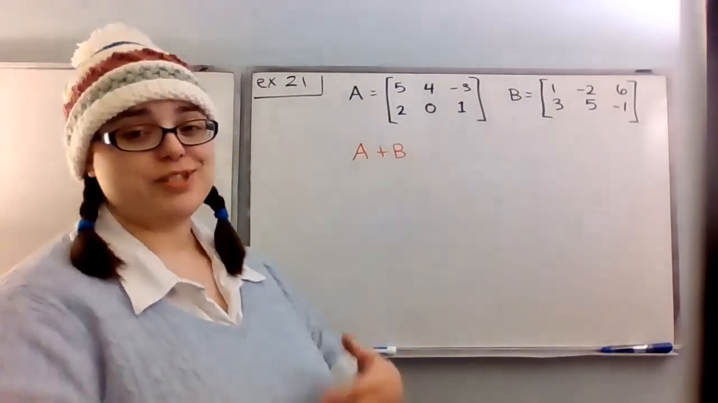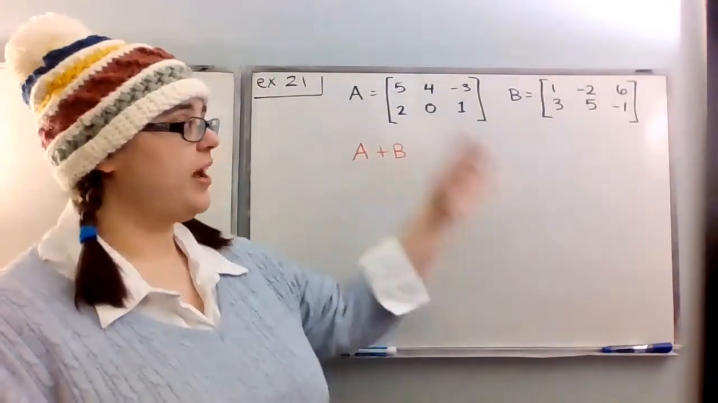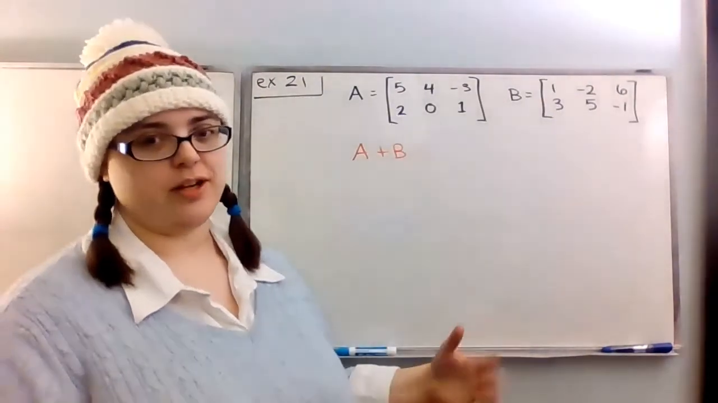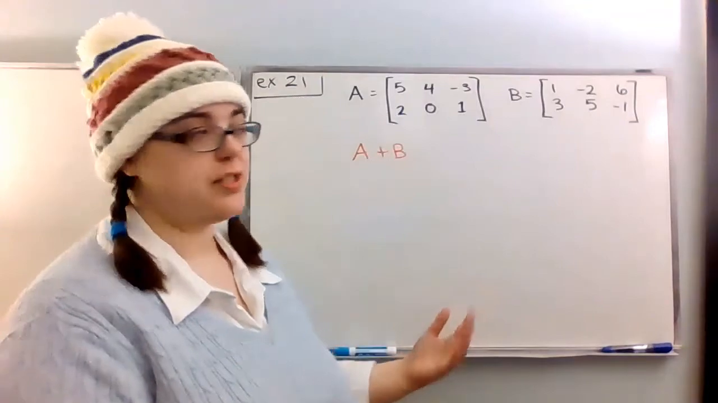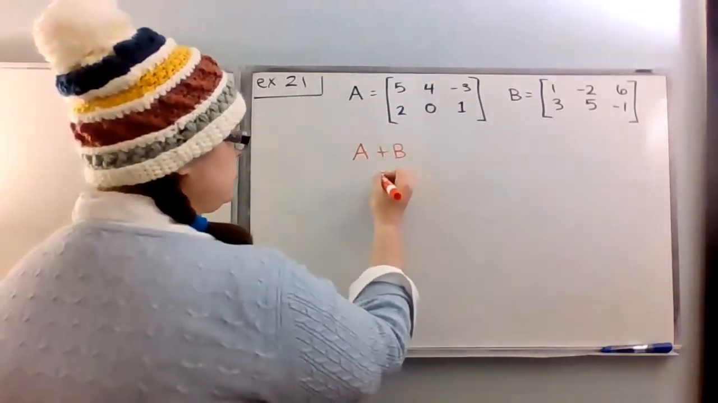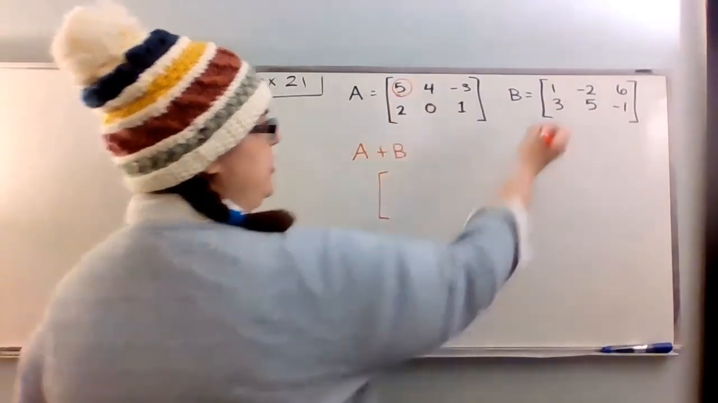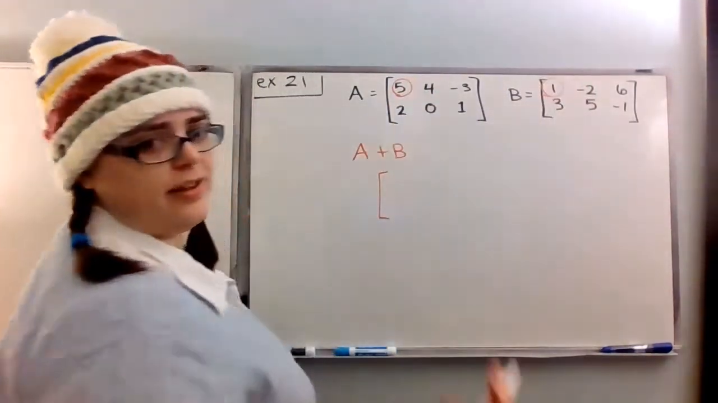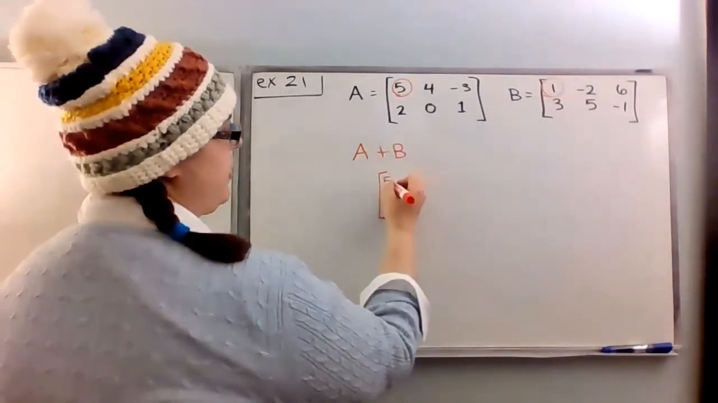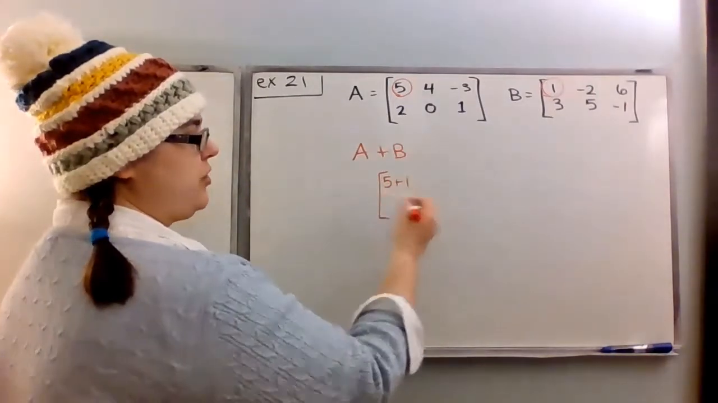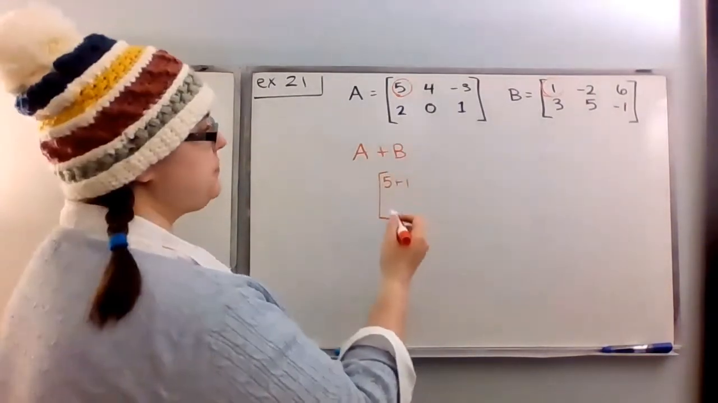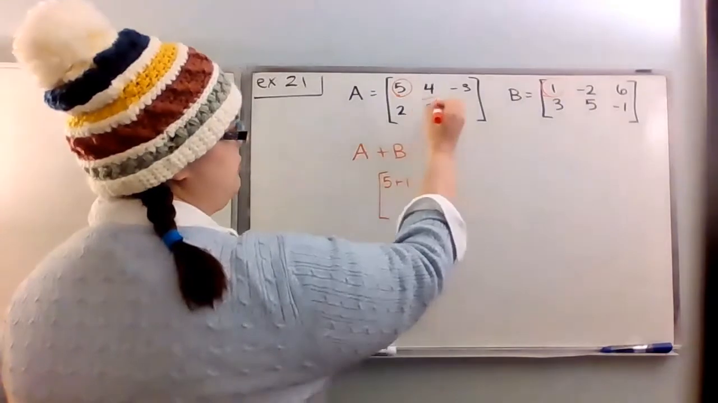For me, I'm just going to expect to see an answer after this because there's not a lot of mystery to addition of matrices. So what I'm going to do is take this entry and add them together. So 5 plus 1. That's going to be my new 1,1 entry over here. Then I'm going to go to that.